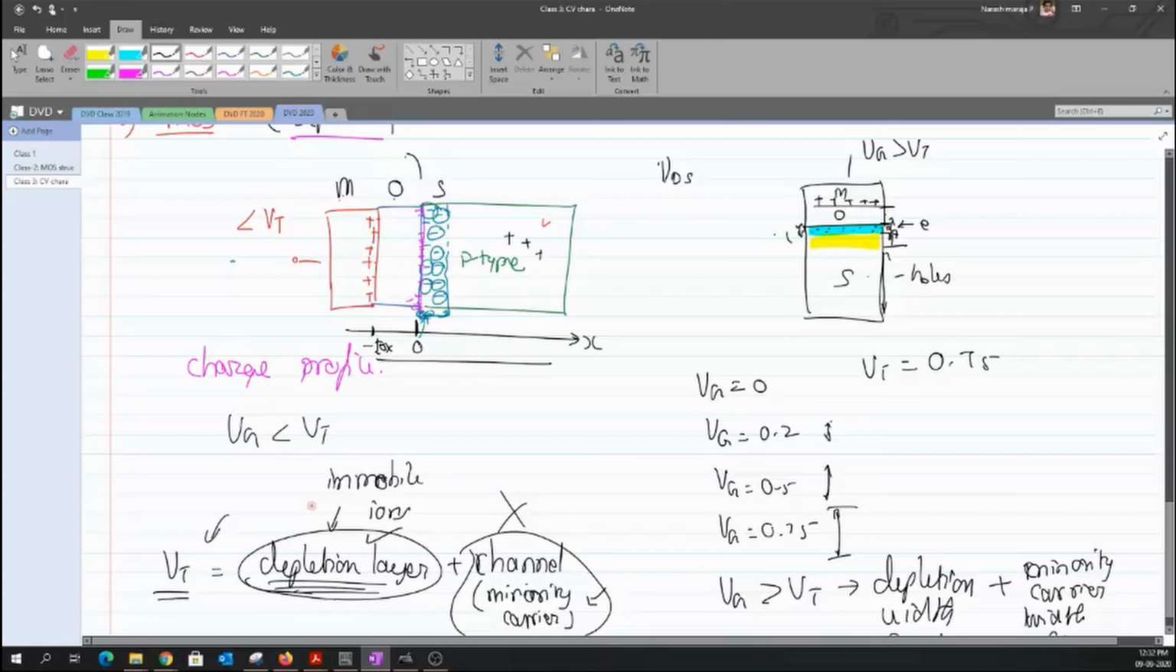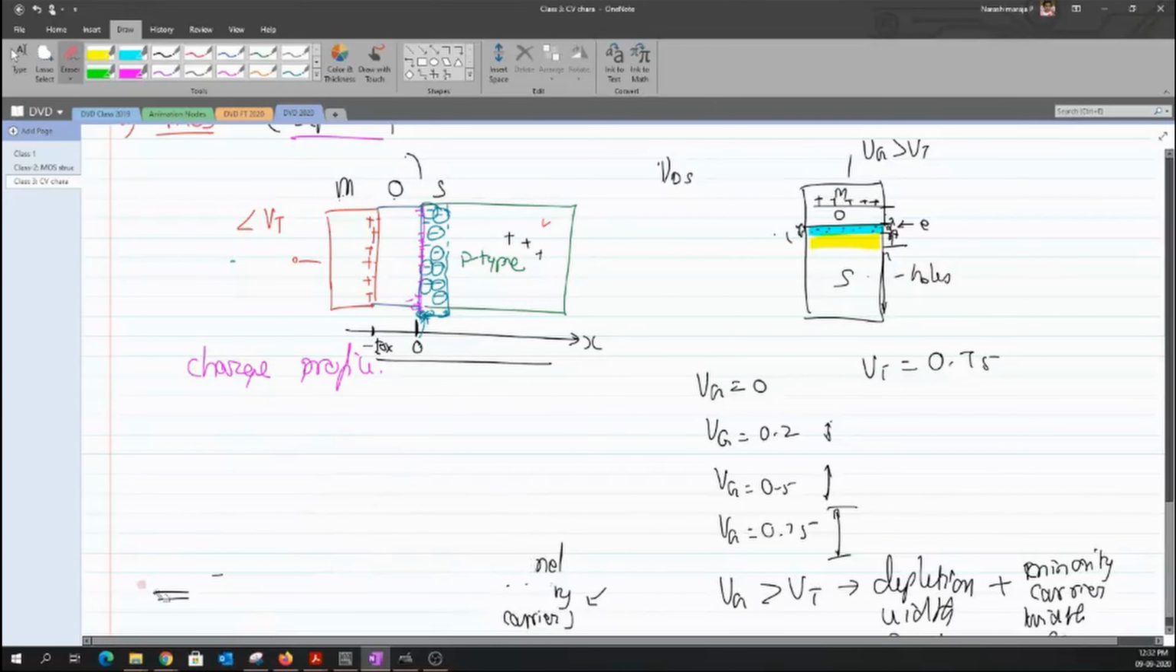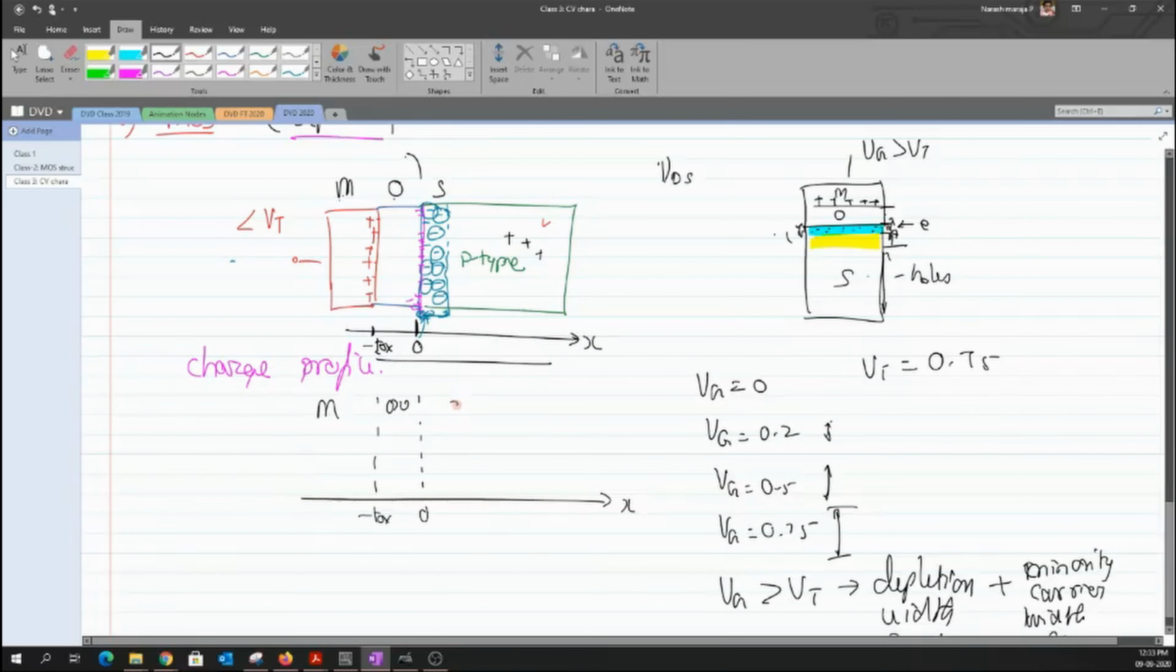So for this, I first want to write the charge profile. What is meant by charge profile is this: it is with respect to the x-axis, and I have 0, and I have this line which separates the oxide and the metal. I'll just write it as OX to denote it here. And then there is a metal, and then there is a semiconductor.